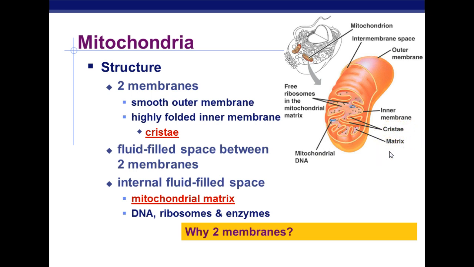Now, you may be asking why the mitochondria needs two membranes, right? Well, write in your notes that it needs two membranes to increase the surface area for membrane-bound enzymes that synthesize ATP.